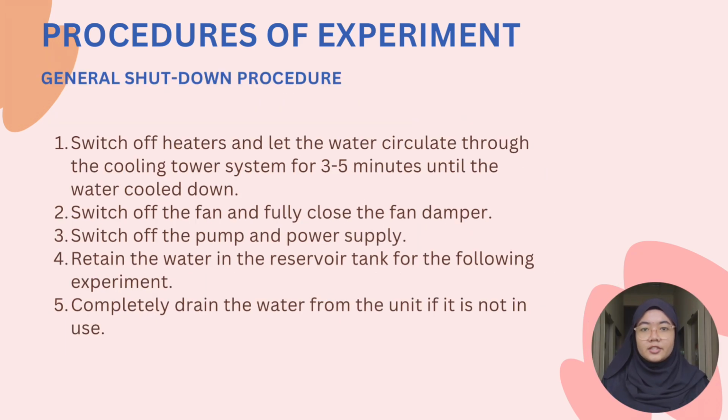General shutdown procedure. Switch off heaters and let the water circulate through the cooling tower system for 3 to 5 minutes until the water cools down. Switch off the fan and fully close the fan damper. Next, switch off the pump and power supplies. Retain the water in the reservoir tank for the following experiment. Completely drain the water from the unit if it is not in use.